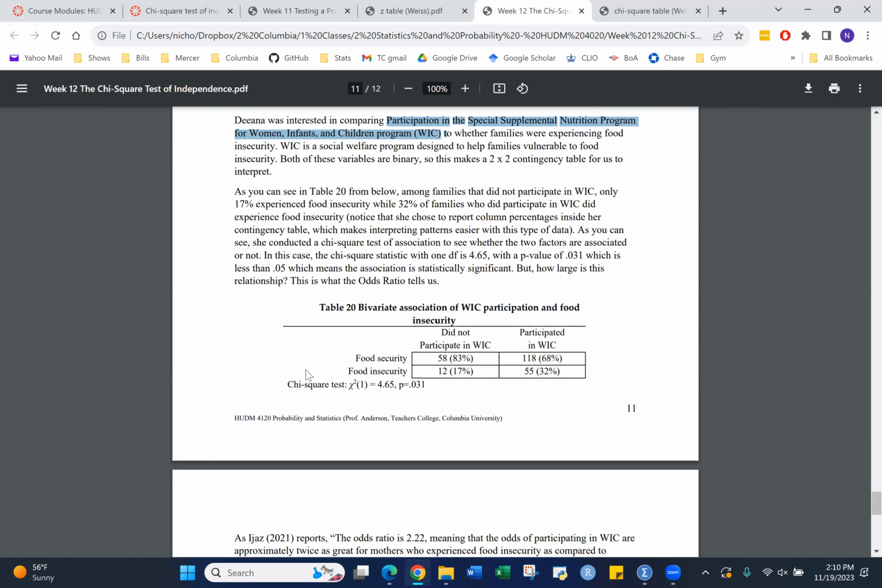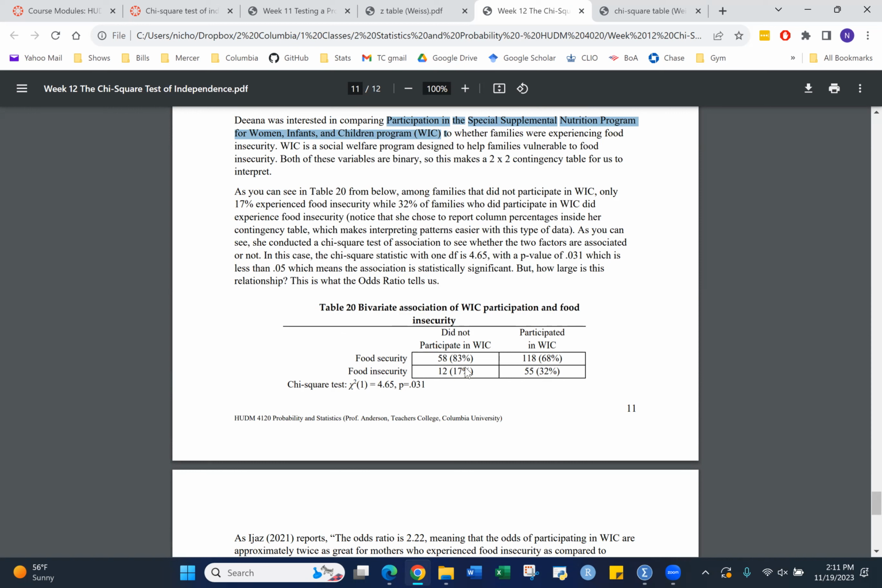Now, food security, you're in two categories. You could imagine there's actually a continuum, but in her dissertation, she made it dichotomous. You were either in the food secure category or you're in the food insecure category. So if we're comparing food security and WIC, these are two binary variables. It gives us a 2x2 contingency table. We've got counts in there.